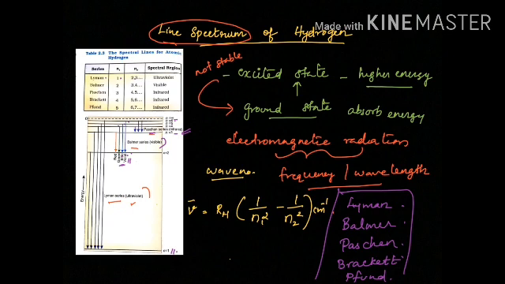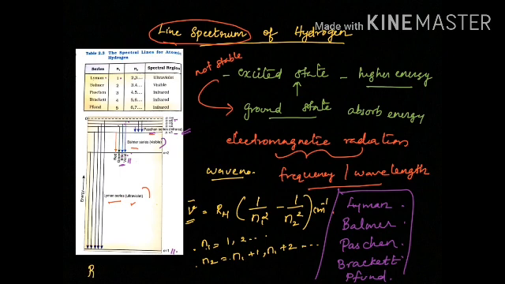So if we are representing these spectral lines in terms of the wave number, we will get nu bar equal to RH into 1 by n1 square minus 1 by n2 square, where n1 is 1, 2, etc. What will n2 be? n2 will be greater than n1, right? So n1 plus 1 or n1 plus 2, because it is an excited state. So this is a ground state and this is an excited state. So n2 is equal to n1 plus 1 or n1 plus 2, etc.